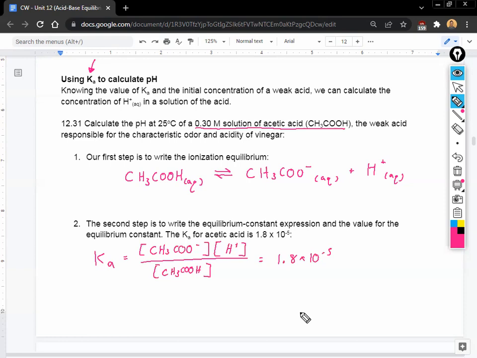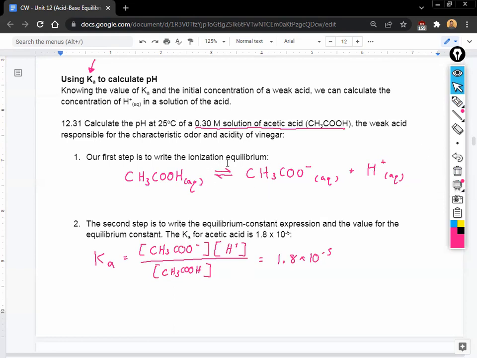Okay, so like I've been saying, we're not really doing anything new. We're just combining it with the new stuff that we've learned in order to solve these problems. We already know stoichiometry, we know ice tables, we know equilibrium constant expressions. It's basically the same stuff, just putting it all together. Any questions on step 2? Okay, let's move on to step 3.